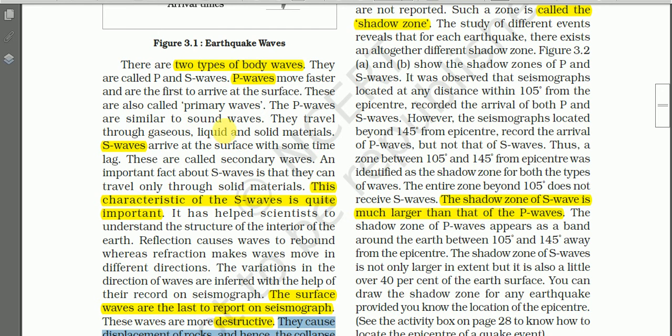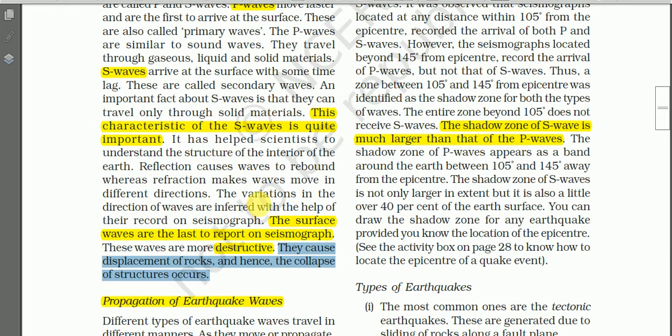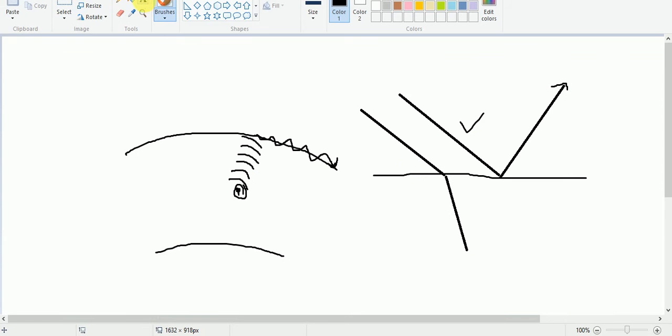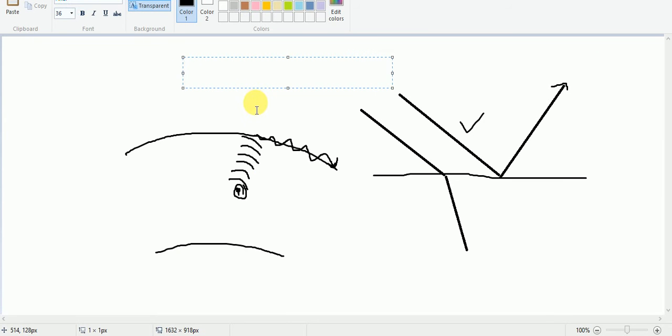Actually, we have two types of body waves, P waves and S waves, and the surface wave is another type of wave. It is not mentioned in the book, but surface waves are again divided into many subtypes. We have Rayleigh waves, then Love waves, and surface waves are also known as L waves. L waves.